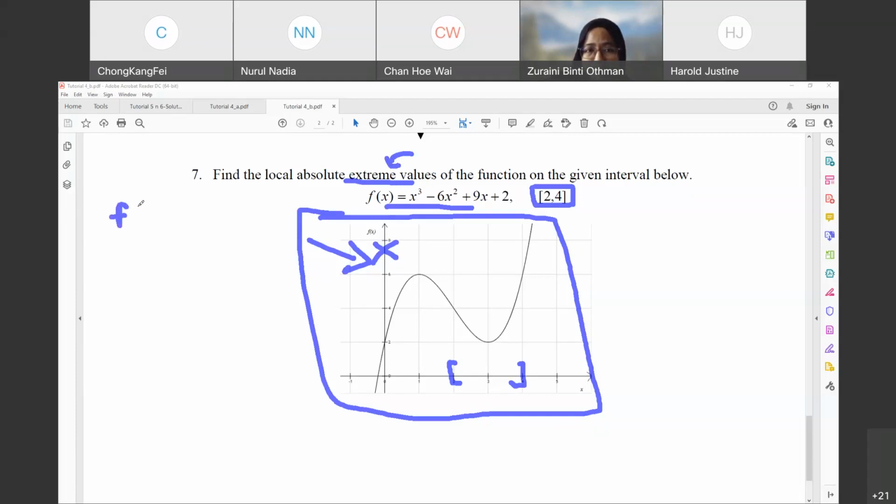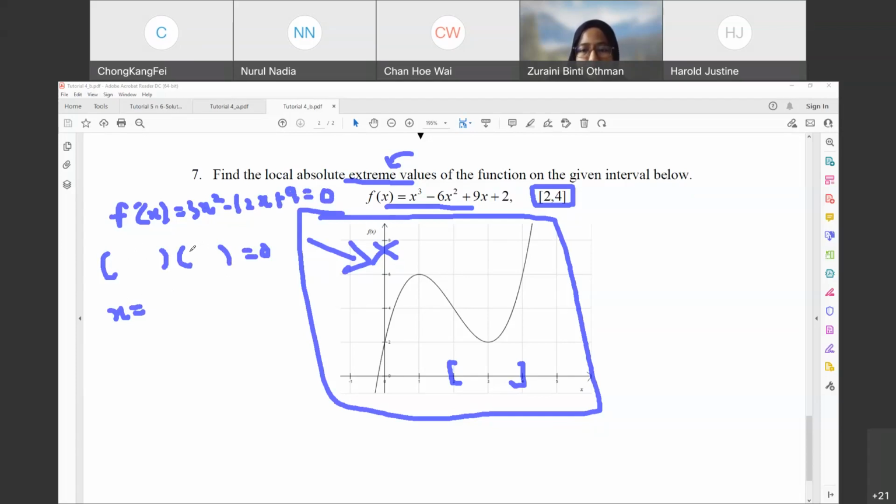Mula-mula kena cari pembezaan pertama dia. Pembezaan pertama untuk yang ni apa? It is 3x kuasa 2 tolak 12x campur 9. Sama juga dengan kosong. Kena samakan dengan kosong. Okay, then you get the factorization of this to find the value of x. X dia akan dapat berapa nanti? Ni, tekan calculator sekarang. Akan dapat apa?